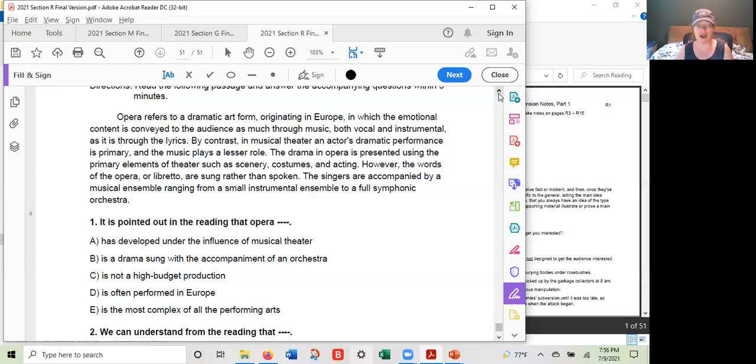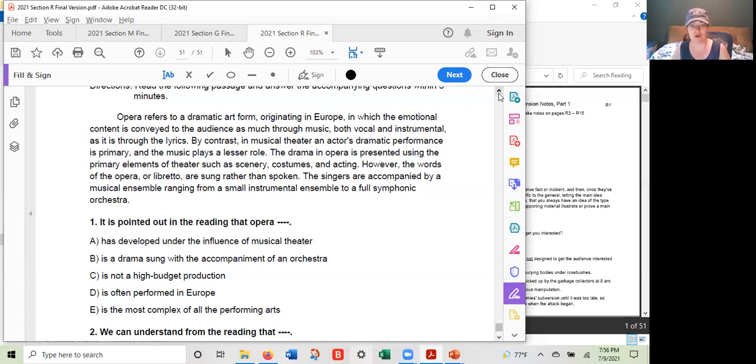We're down to A, has developed under the influence of musical theater, and B, it's a drama sung with the accompaniment of an orchestra. Now, we went through a little bit more with the musical theater where I did the "by contrast": musical theater, an actor's dramatic performance is primary, music plays a lesser role. That's just contrasting the two. It's not saying one influenced the other.